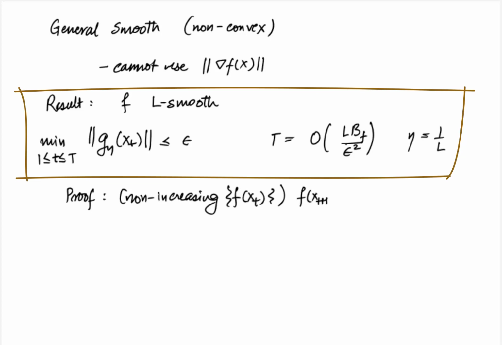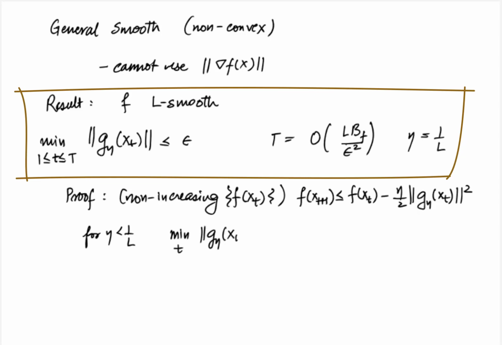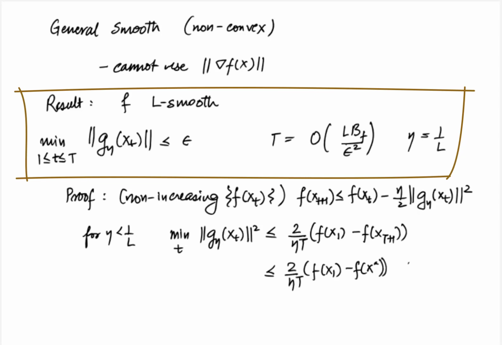So we have already established that f(x_{t+1}) is less than or equal to f(x_t) minus eta by 2 times the norm square of g_eta(x_t) when eta is less than or equal to 1 by L. So all we need to do is to carry out the telescopic sum on this inequality so as to get the bound: the minimum over t between 1 to capital T of the norm square of g_eta(x_t) is less than or equal to 2 by (eta T) times (f(x_1) minus f(x_{T+1})), which is less than or equal to 2 by (eta T) times (f(x_1) minus f(x*)), which is less than or equal to 2 B_F by (eta T). So this is the required bound.